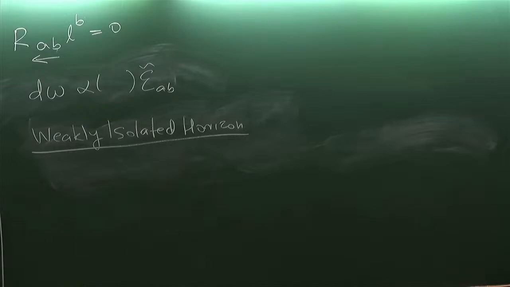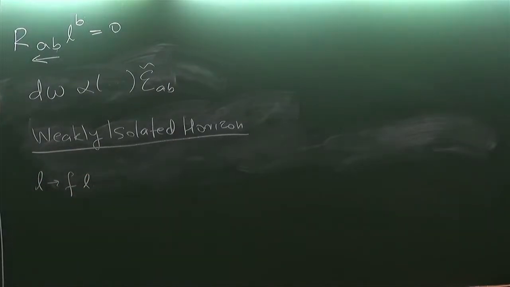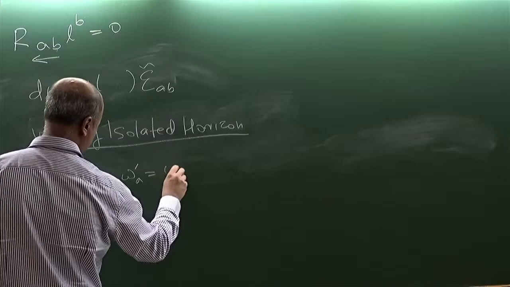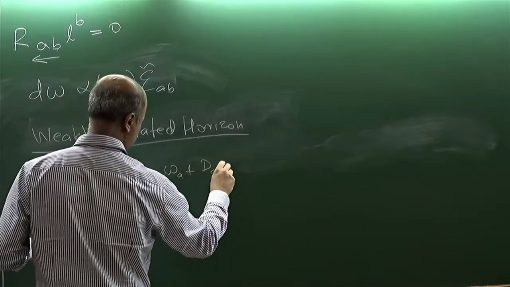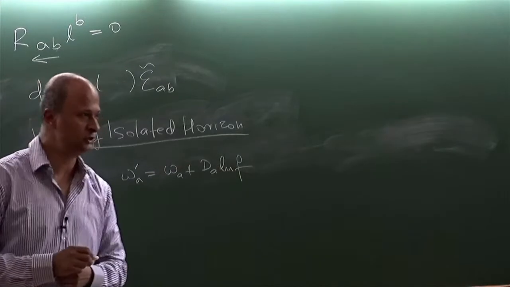So to understand this, let us go back to the transformation property of this omega when I scale the L. We saw last time that if L goes to some function f times L, with the function being a positive function, which you require because I want L still to be future directed, then the omega transforms in the following way. Omega A prime is omega A plus something. This we saw last time, and we also remarked that this is like the gauge transformation for the vector potential.